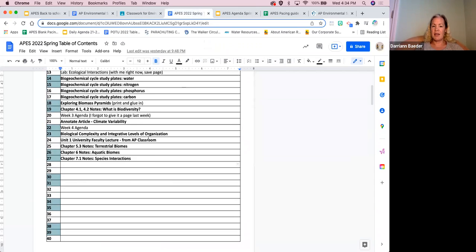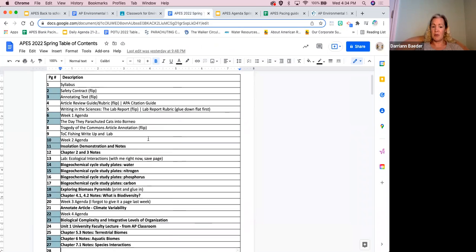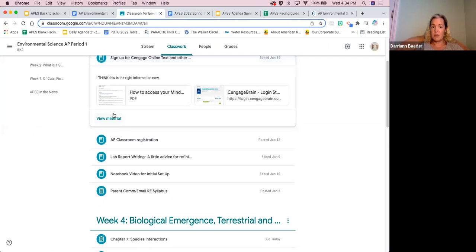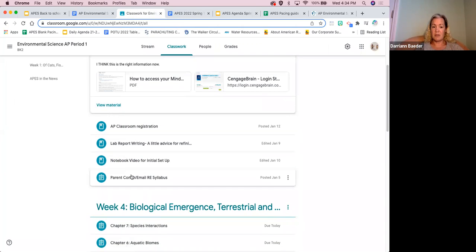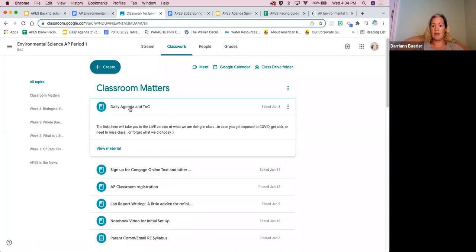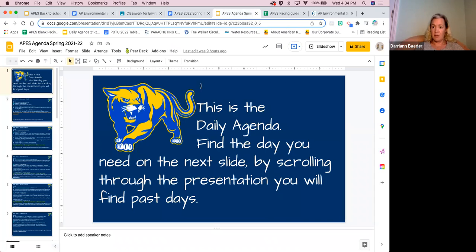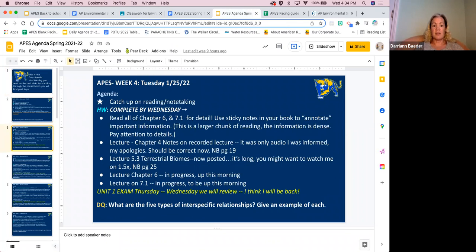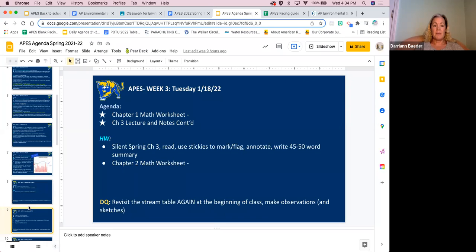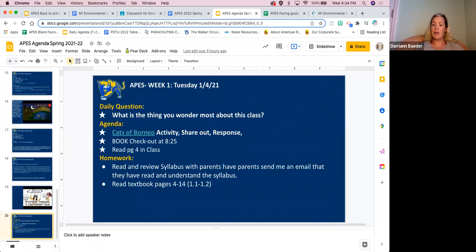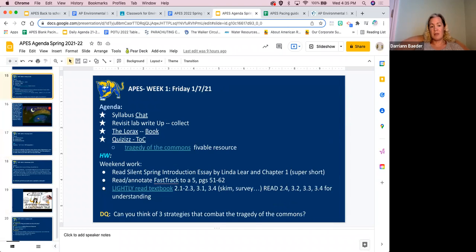We run a live document for a table of contents to build their notebook. And like I said, this is lockstep. This is available for our students on Google Classroom. You can see in this Classroom Matters, we've got it linked at the top, daily agenda and the table of contents. The other thing that is linked here, the daily agenda, is a live document that I build onto, and it goes day by day. So from the beginning of the block through today, every day has been documented.